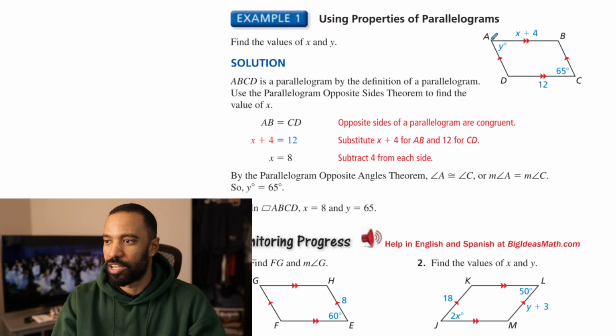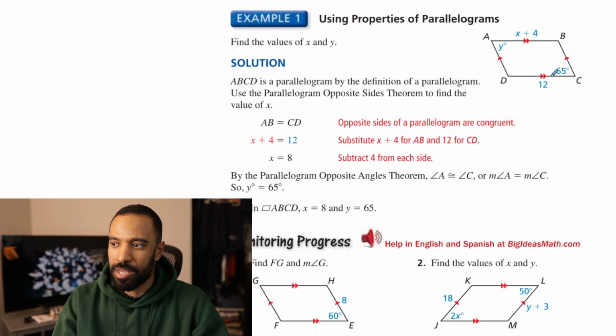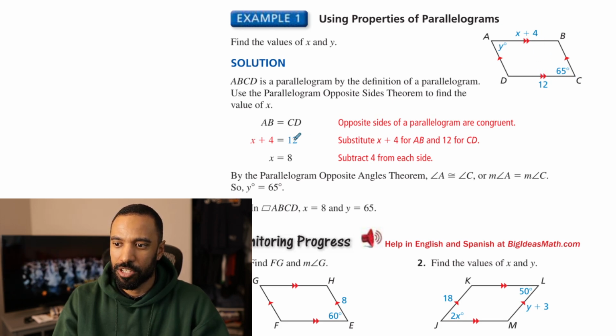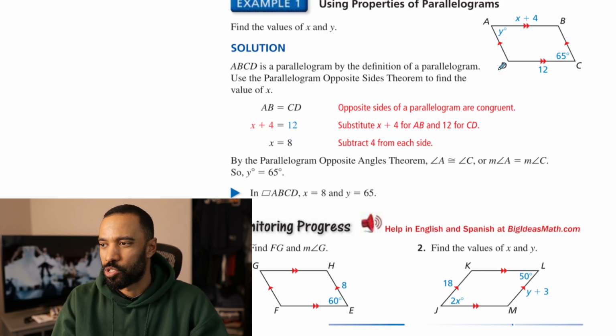Use properties to find the values of x and y. This is exactly the kind of thing I'm talking about. We have x plus 4 is the length of AB and 12 is the length of DC right here. They're going to be equal to each other because they're opposite sides. If x plus 4 is 12, x is going to be 8. I speak fast, I know, it's during this lecture.